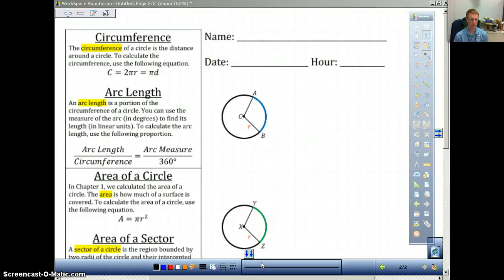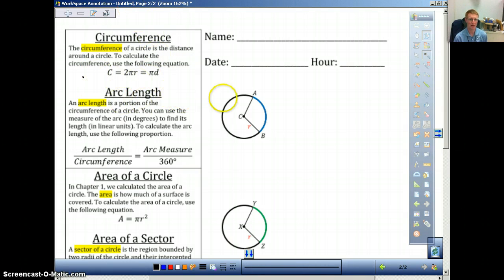All right, so this is 11.4. We're talking about circumference and arc length. You have two formulas given to you over here. One is to remind you what circumference is: 2 pi times r, where r is the radius, or pi times d, where d is the diameter. We've learned that before.